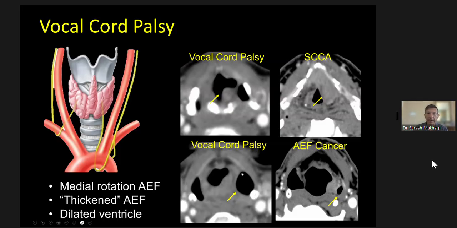But on the other hand, if you look at this level, what level are we at? I don't see any arytenoid cartilage. We're at the level of the aryepiglottic fold. So this aryepiglottic fold is midline, and you can see it's a little bit thickened, right? And now you're worried about, is this an aryepiglottic fold carcinoma? But look at the laryngeal ventricle. Look at that laryngeal ventricle. It's dilated on the involved side. So this is the classical appearance of a vocal cord palsy.